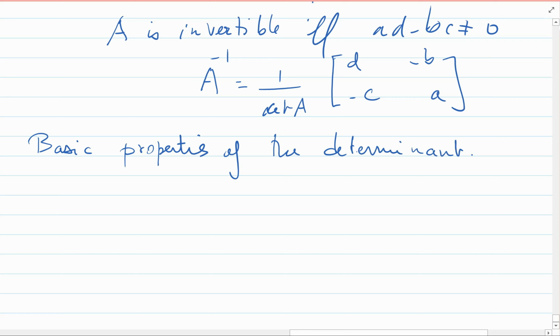Okay, so basic ones. Number one, it's clear that the determinant of A is the same as the determinant of A transpose. What does it mean? It means that it doesn't matter whether you are dealing with the rows or you are dealing with the columns. The determinant will be the same. This is the idea. Whenever you deal with the rows, you have a similar conclusion for the determinant if you deal with the columns. That's basically what the idea is about.